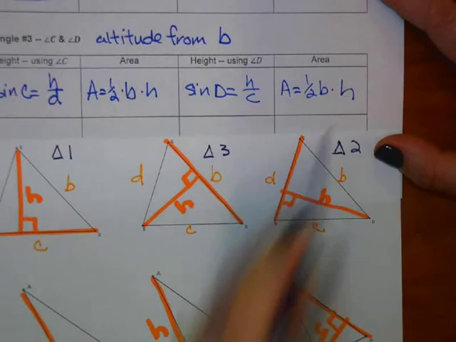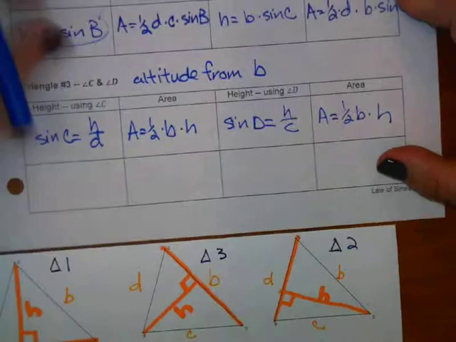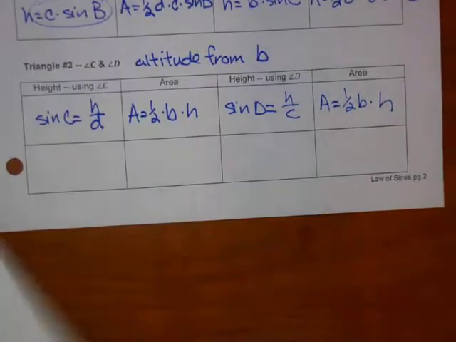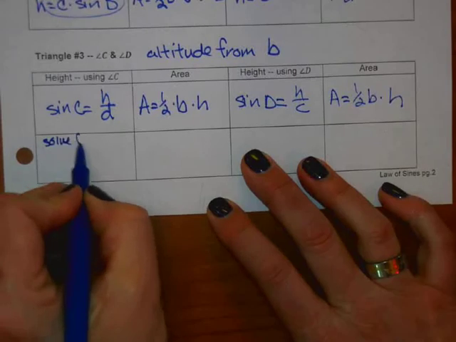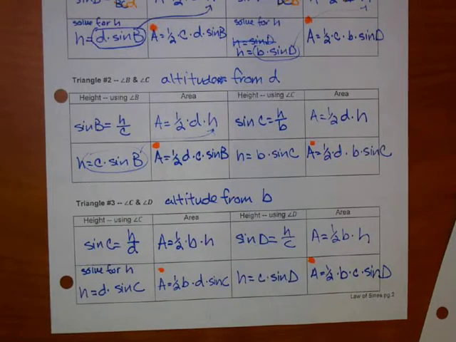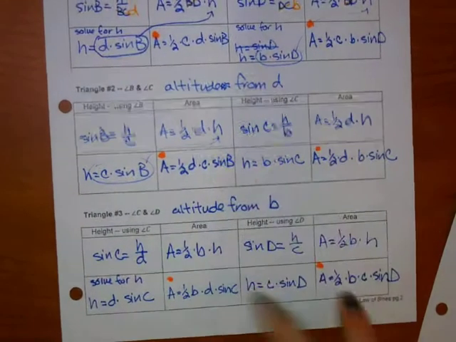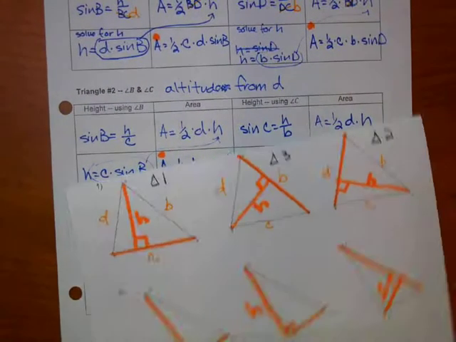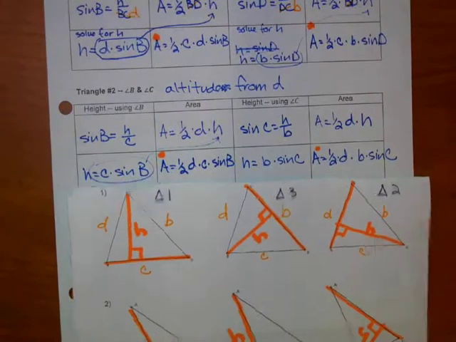Now I want you to do the bottom row by yourself, just like the other two. You can do it, I promise. Take a look at these area formulas and compare them to the drawings and see if there's anything you notice about where things are positioned.